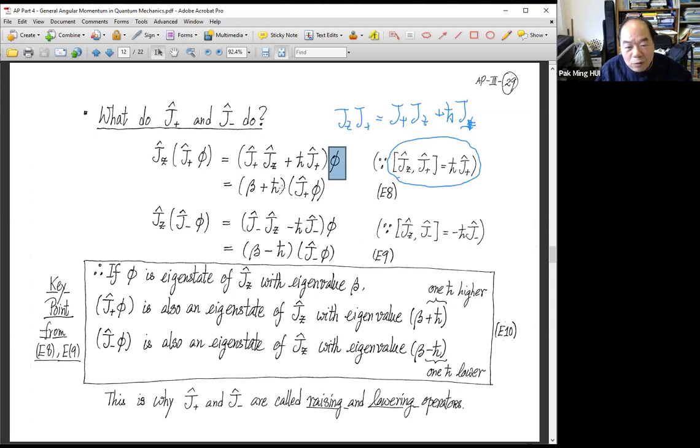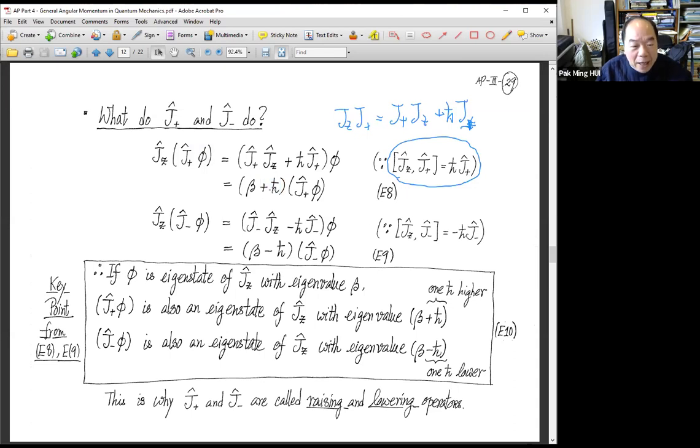Therefore, in both terms, you have J plus phi factoring out. Indeed, now J_z, this new function, is a number, the same new function. Okay, that proves the following. If phi is an eigenstate of J_z, J plus phi is also an eigenstate of J_z with a new eigenvalue, which is 1 unit of H bar higher than beta.